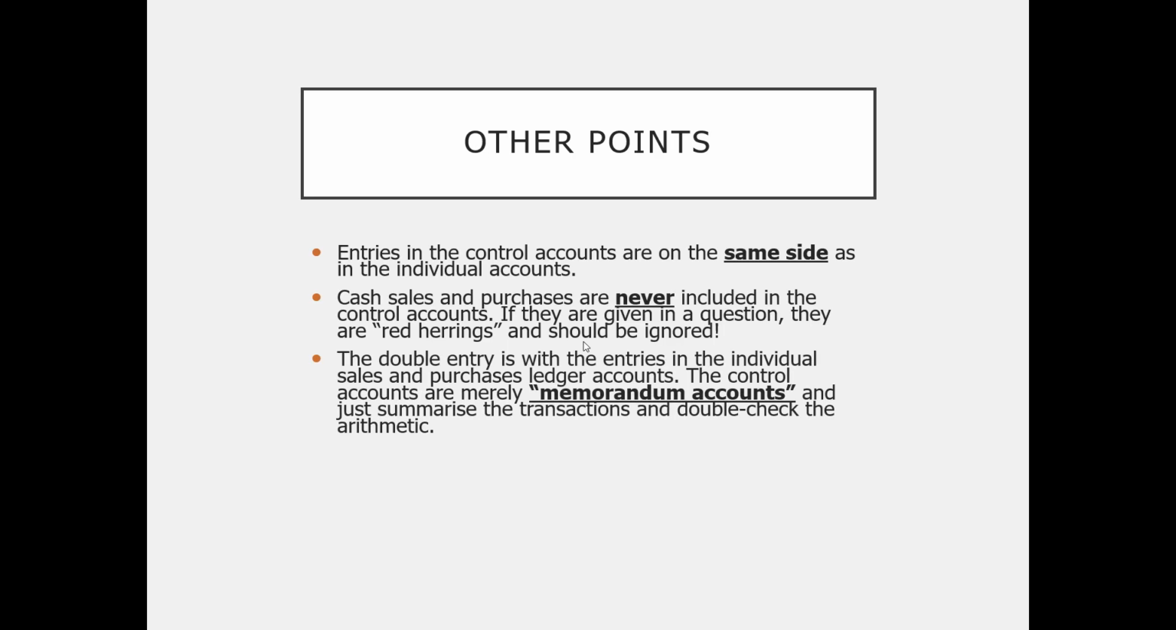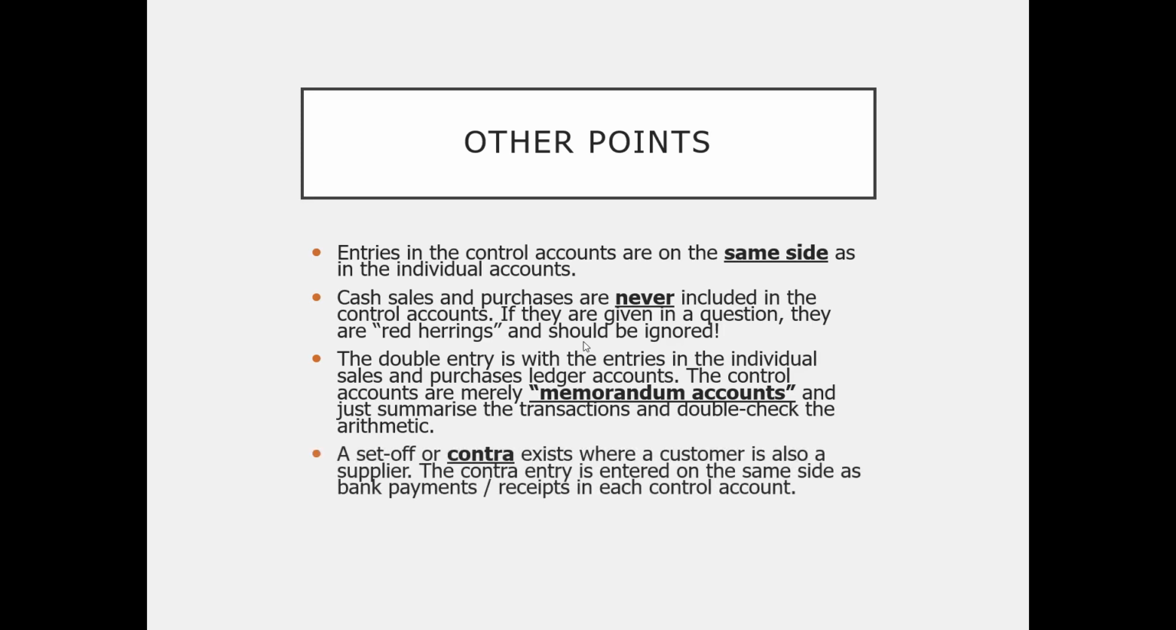Okay, the double entry, I mentioned this earlier, is with the entries in the individual sales and purchase ledger accounts. The control accounts are merely memorandum accounts, and they just summarise the transactions and double check the arithmetic to make sure that there aren't any errors. So it's a bit like the trial balance. The trial balance itself isn't part of the double entry. It's just double checking that the debits and credits agree. Something like the bank reconciliation is proving why there's a difference, or explaining why there's a difference, between the cash book balance and the bank statement balance. It isn't part of the double entry itself, although the cash book obviously is. And then a set-off or contra, just a reminder about that, exists where a customer is also a supplier.